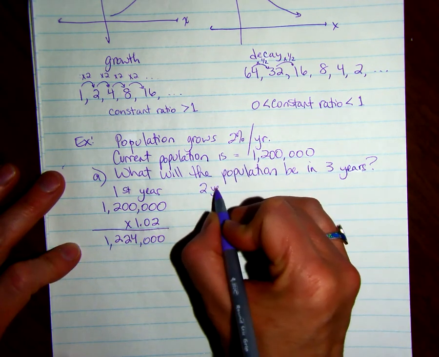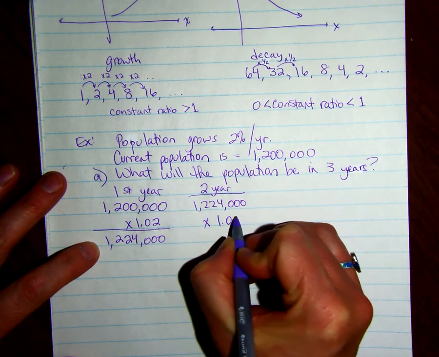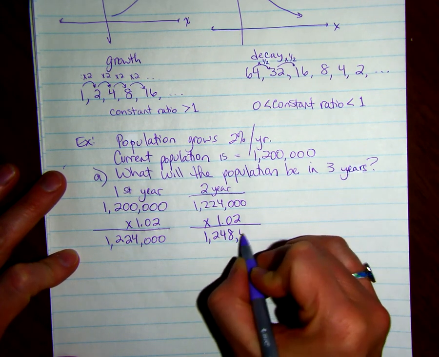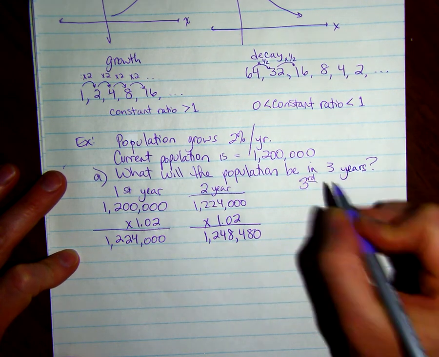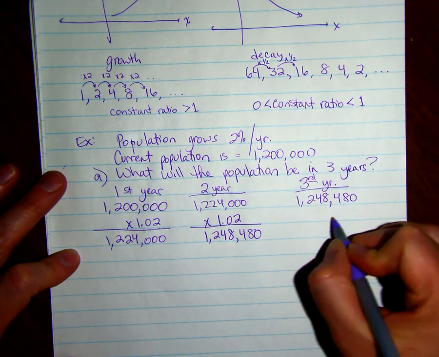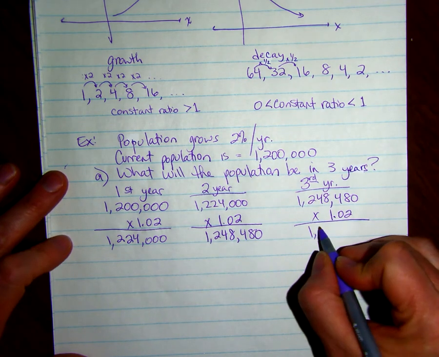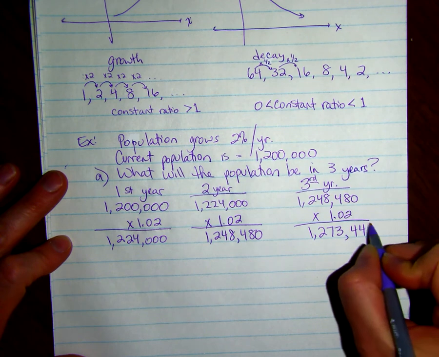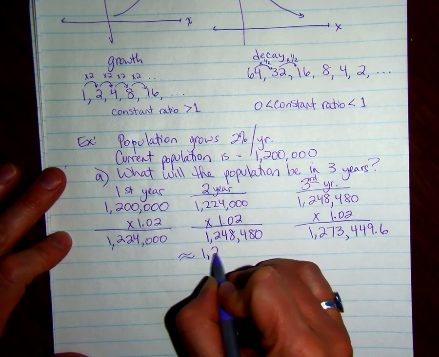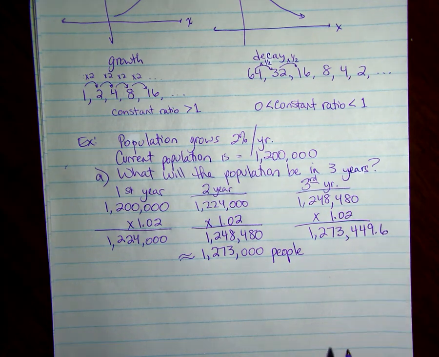Then after the second year, we take that amount and times it by 1.02. And we get 1,248,480. Then after the third year, which is what we want to know, we take our 1,248,480 and times it by 1 2/100. And we get 1,273,449.6. So we will have approximately 1,273,000 people. We just rounded to the nearest thousands.